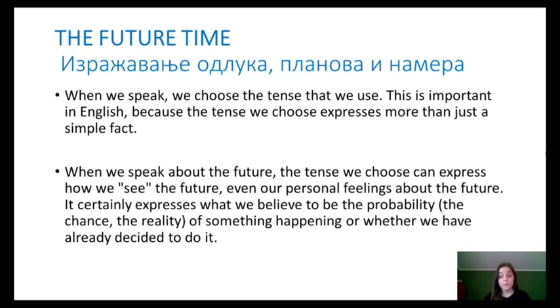So, when we speak, we choose the tense that we use. This is important in English because the tense we choose expresses more than just simple fact. When we speak about the future, the tense we choose can express how we see the future, even our personal feelings about the future. It certainly expresses what we believe to be probable and the chance or the reality of something happening or whether we have already decided to do it.